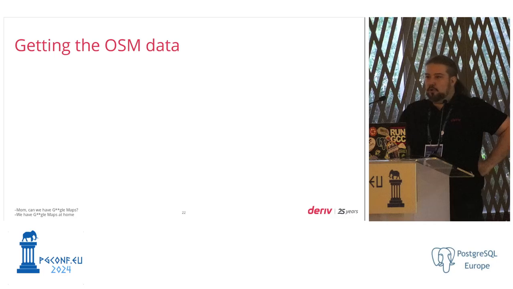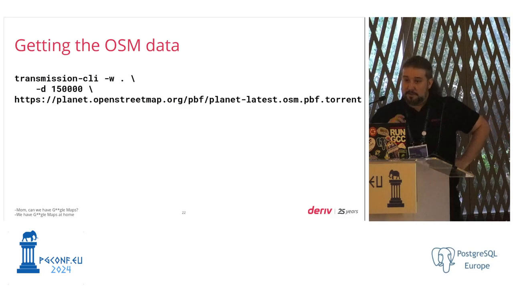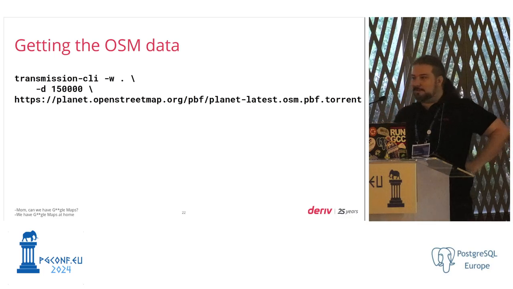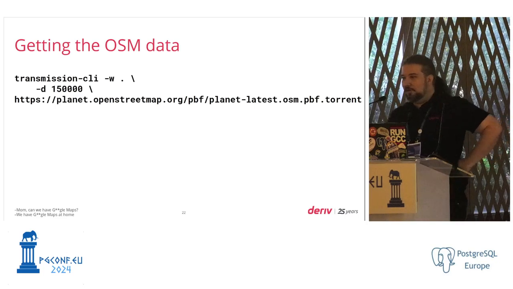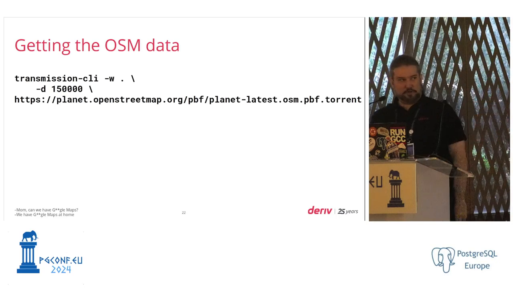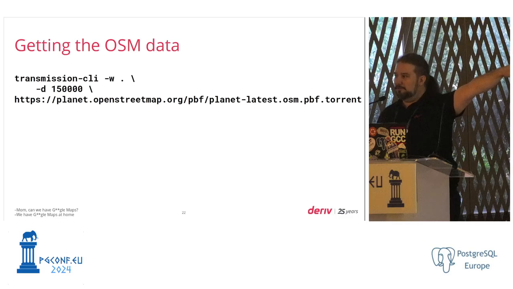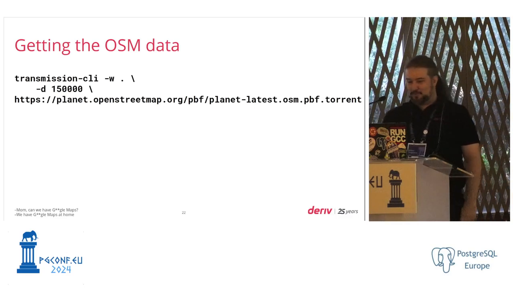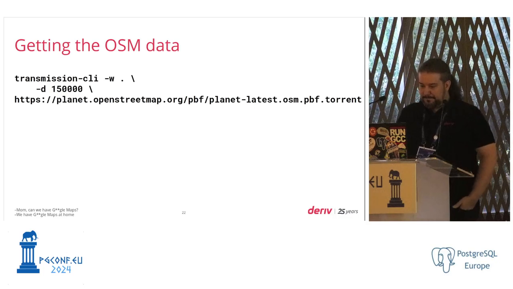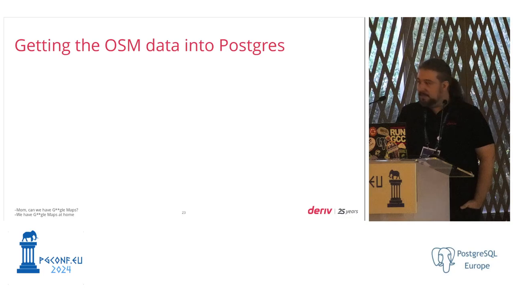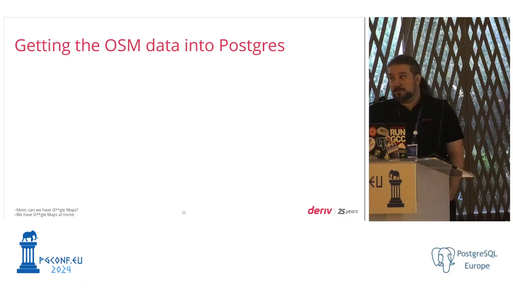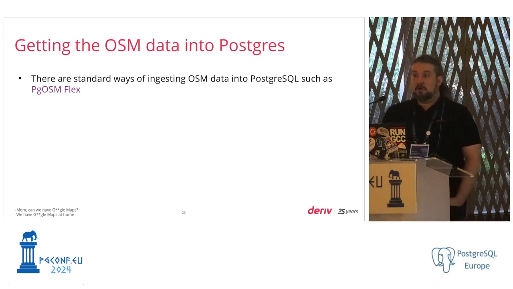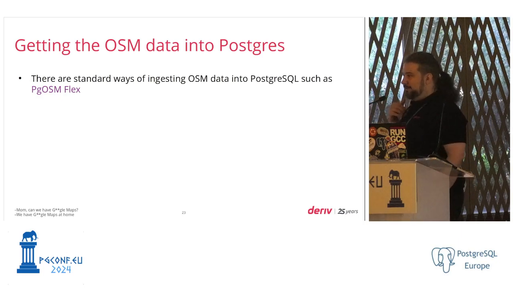So first off, how do you obtain the OSM data? It is as simple as opening a torrent client and downloading planet-latest.osm.pbf, which is the dump of the entire data of OpenStreetMaps for the planet of Earth. Torrents are legal. Don't let anyone tell you otherwise if they're used for the proper purposes. Okay, now you have a huge file that's in the terabytes, and you need to ingest it into Postgres. You don't have to download the planet-wide data, right? You can choose smaller data sets, as we said, that people make available.